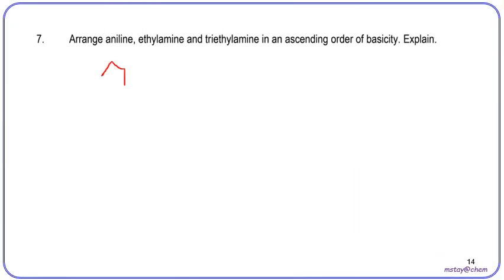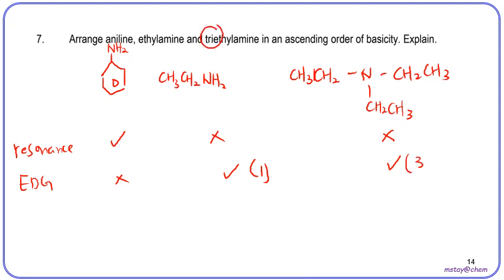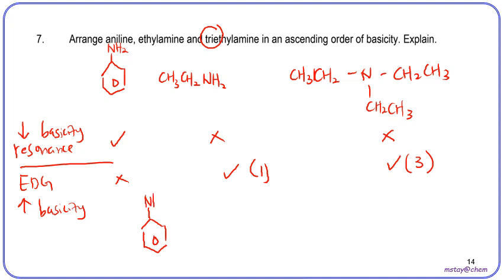Question 7, arrange. Again, we have aniline, a benzene ring with the NH2, ethylamine CH3CH2NH2, and then triethylamine, CH3CH2 and then CH2CH3, CH2CH3. So again, we use the resonance effect: yes, no, no. EDG: no, yes, and yes. For this one, ethylamine basically has one alkyl group, but for triethylamine, from the name we already know there are three. Like before, we know that resonance will decrease basicity, while EDG increases basicity.